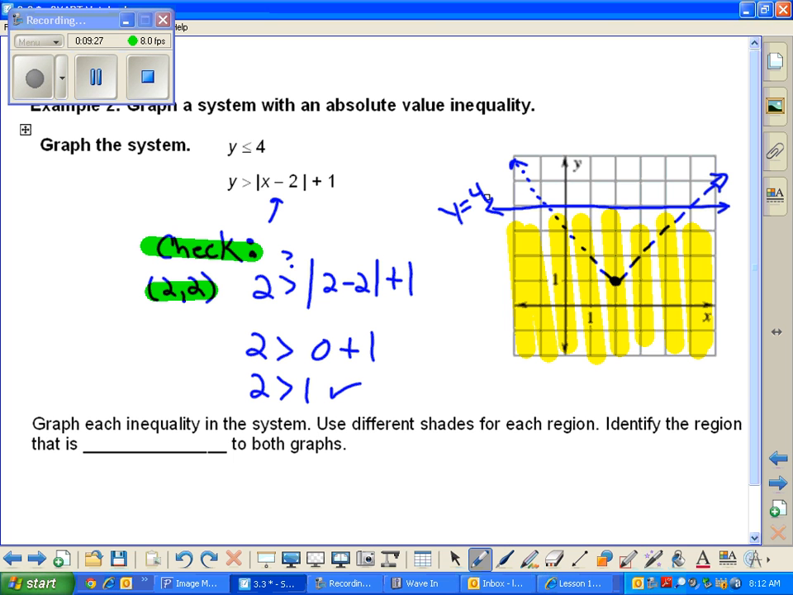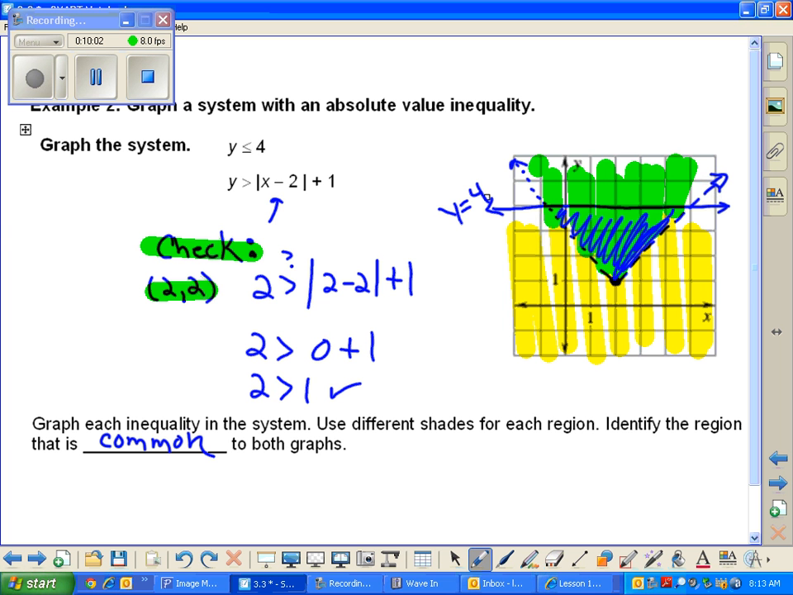So I checked (2, 2), because it was right in that V there, on the interior, if you remember from geometry, that's the word. And that tells me that I just need to shade above, or sort of in the mouth of this V-shaped graph. So ultimately, my solution region is a triangle. Again, we shade the region that was common to both graphs. Questions about that?